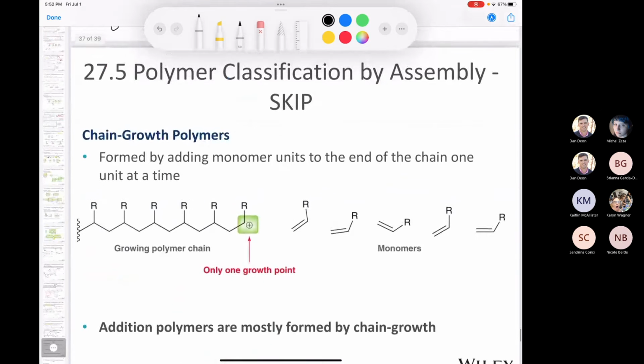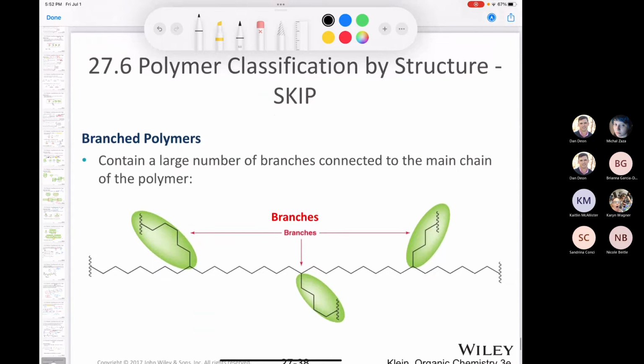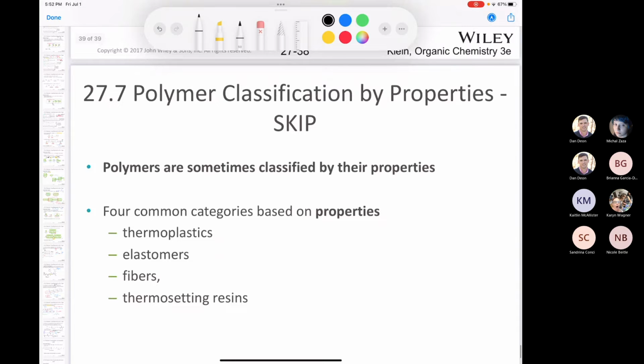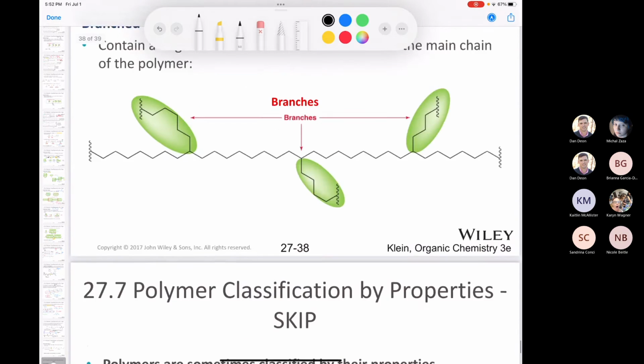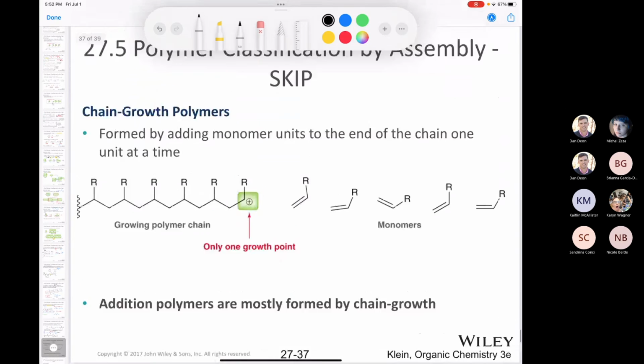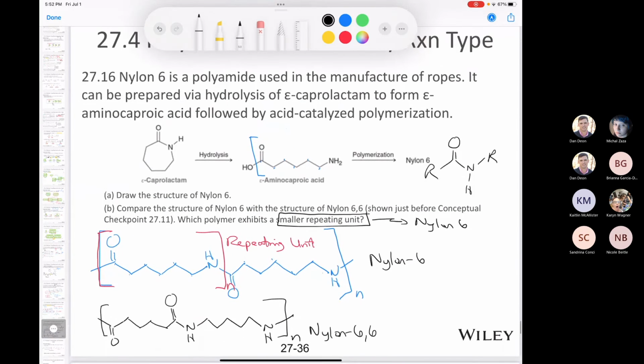The rest of the chapter, I'm going to leave that as an FYI. It's not covered on the final exam, and it won't be covered on your quiz. It talks about things like chain growth polymers, and you can get into that if you want, and branched polymers. Very last section talks about the properties of polymers. So if you find that kind of thing interesting, then go ahead and take a look at that. But again, I won't be covering those sections on the quiz, and they won't be on your final exam. We're going to end at section 27.4.